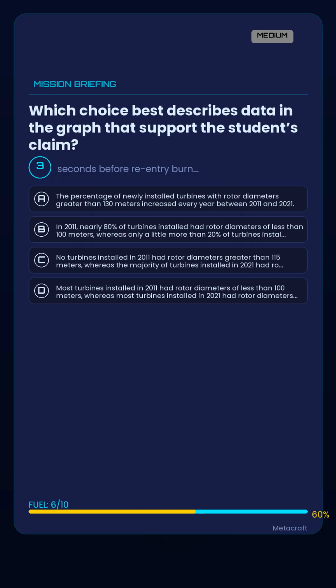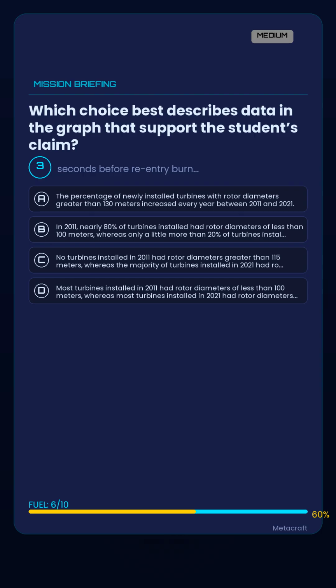Which choice best describes data in the graph that support the student's claim? Option A. The percentage of newly installed turbines with rotor diameters greater than 130 meters increased every year between 2011 and 2021. Option B. In 2011, nearly 80% of turbines installed had rotor diameters of less than 100 meters, whereas only a little more than 20% of turbines installed that year had rotor diameters of 100-150 meters.